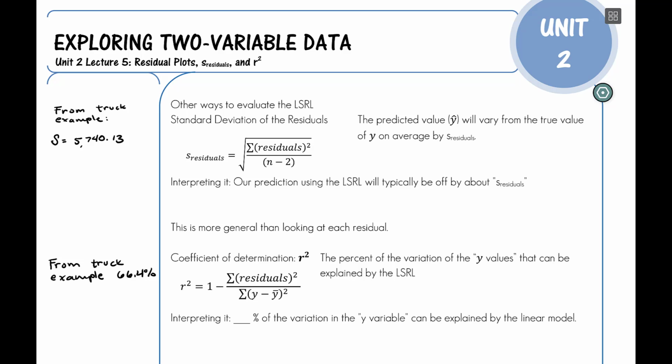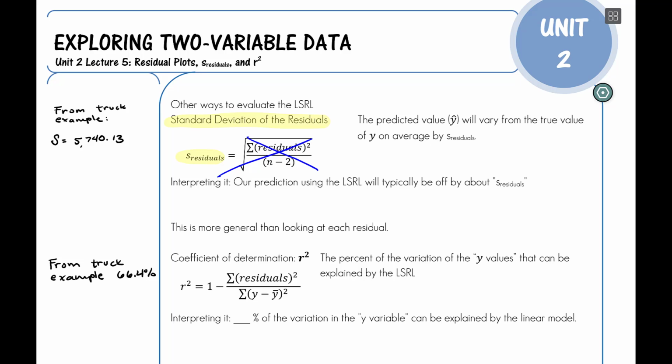And one thing we can do is look at the standard deviation of the residuals. We denote that as S sub residuals, and we say that the predicted value y hat will vary from the true value of y on average by this amount. And we get this formula: it's the sum of the residuals squared divided by n minus 2, and we take the square root. But guess what? We don't need that. I have never once calculated the standard deviation of the residuals by hand. I've let a calculator do that for me.